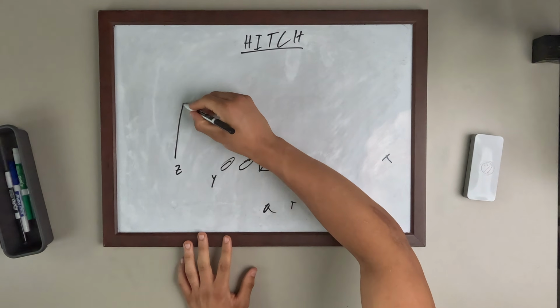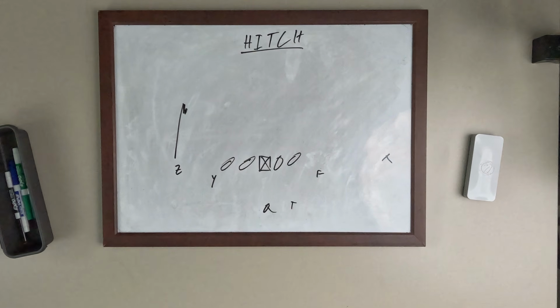So the hitch is one of the first routes that people learn when they learn how to play football. All it is, is 5 yards and turn around quick. Look for the ball. This is a really good route to run if you want to just get the first down. Just let your receiver run it, boom, give it to him.